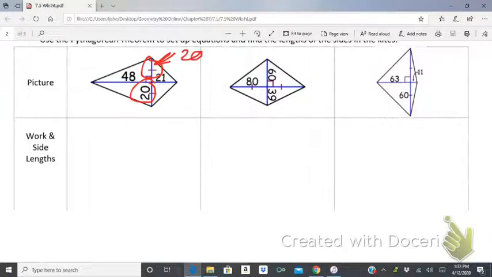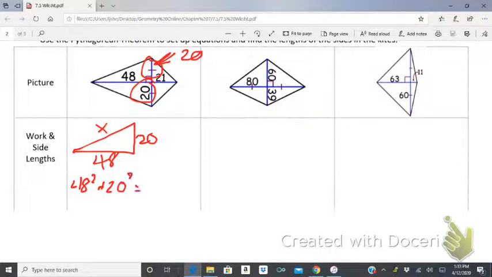So now if I look at my big picture, I know this is 48, I know this is 20, so now I can find that. The way that I'm going to do this is I'm going to use 48 squared plus 20 squared equals x squared. So that's the way I'm going to do that. When you go through all of that math, you end up finding out that x equals 52. Okay? That tells me that this is 52.